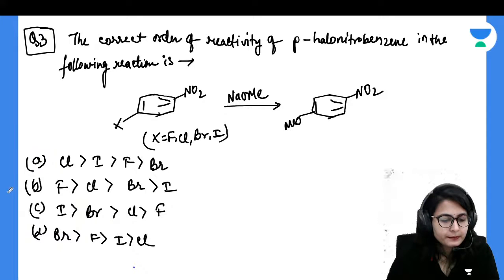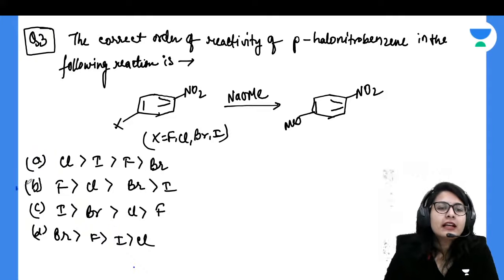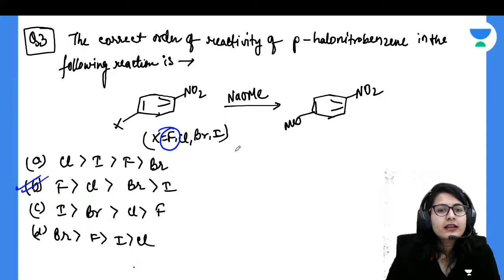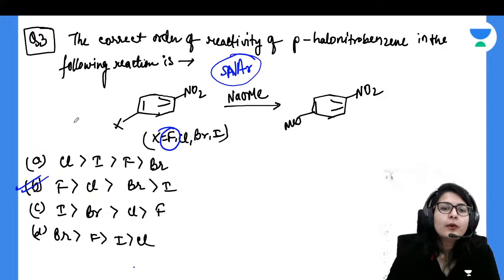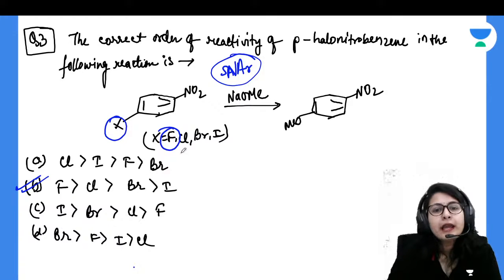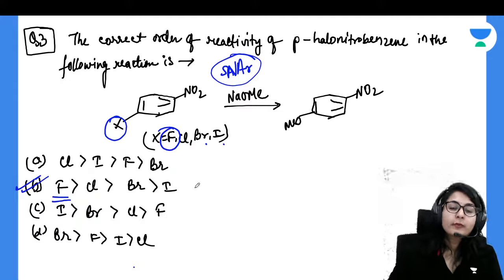What do you say? All right, very well. Answer is option number B. Today only we have discussed this, that when the fluoride is there, right? When you are doing the SNAr mechanism, guys, the fluoride is going to drive the reaction forward better than the chloride, bromide, and iodide because of the electron withdrawing property.